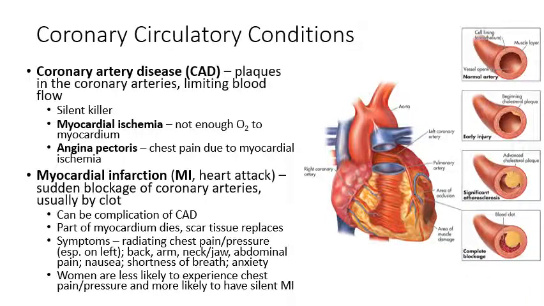There's a couple of common conditions that involve the coronary circulation. Of course, heart disease, cardiovascular disease is the #1 cause of death in the United States, and these conditions would be contributing to that. So first you have coronary artery disease, or CAD. That involves plaques forming in the coronary arteries, which block blood flow.